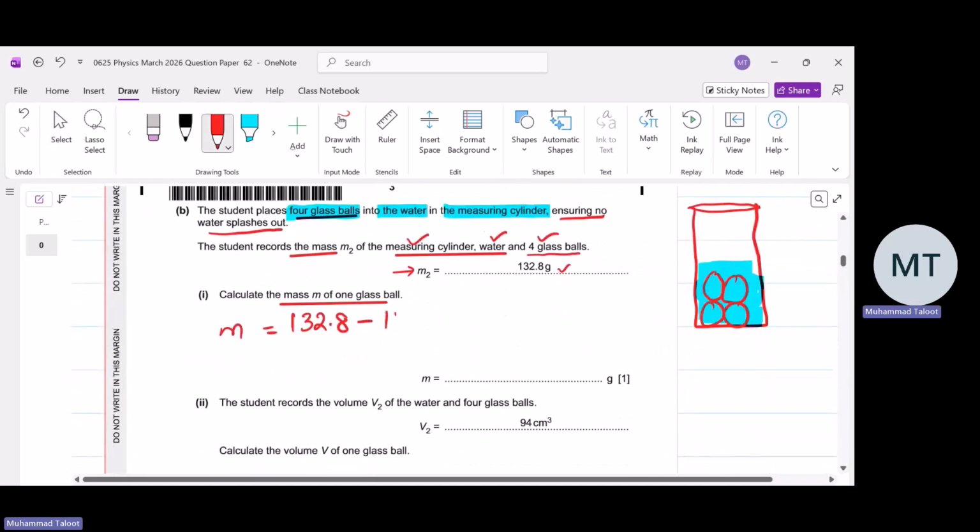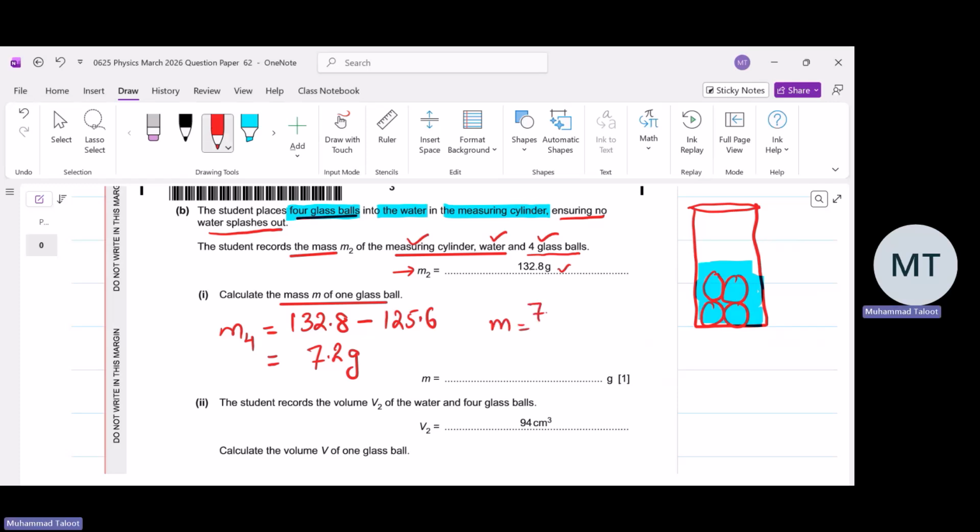You have to subtract this 125.6. So if I subtract it, let's see what answer I am having. 132.8 minus 125.6. Okay, so I'm getting 7.2 grams. So this is for the glass balls. We have to consider M. So 7.2 divided by 4, because 4 balls are there, we are interested to find the one glass ball mass. So I divide this by 4, and I am getting 1.8 grams. So hope this is clear.